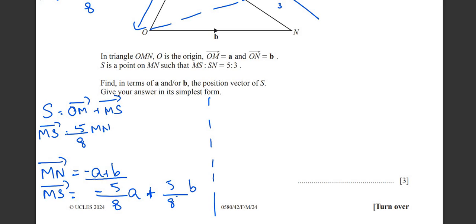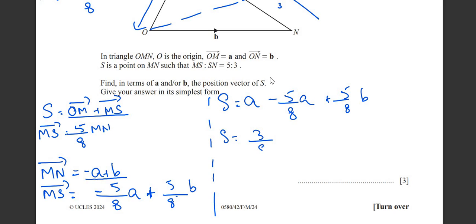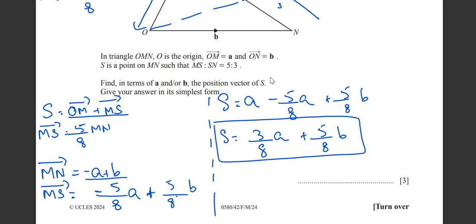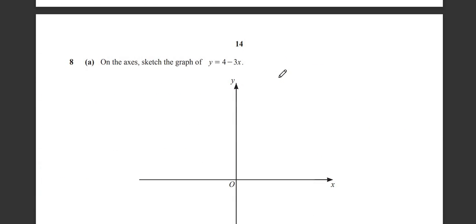So S is equal to OM, which is A, plus negative 5/8 A plus 5/8 B. So S is equal to 3/8 A plus 5/8 B. So this is going to be your answer. Moving on to the next question.